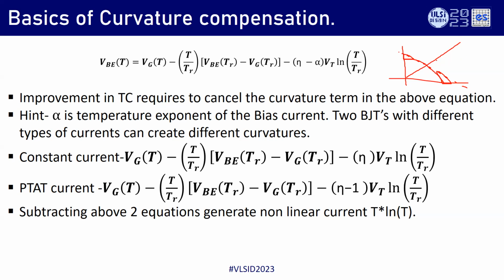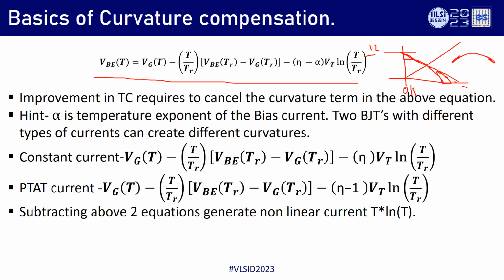If you compensate for first order, you get something like this. These two are responsible for the curvature. Professor Tsividis and some other people in the 1980s did a lot of R&D on how to model this curvature, and it looks like this. It is very easy. VG of T is that 1.2, which is for silicon at low temperature, 0 Kelvin, and this is for the first order linear term.